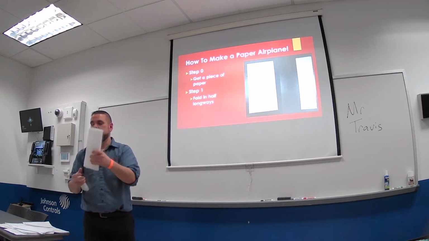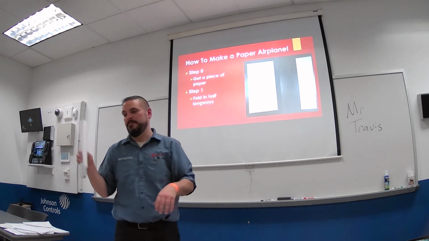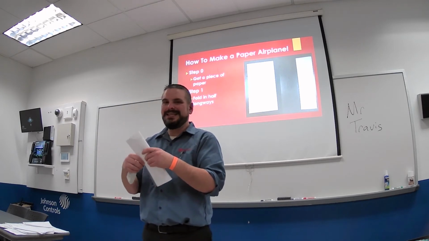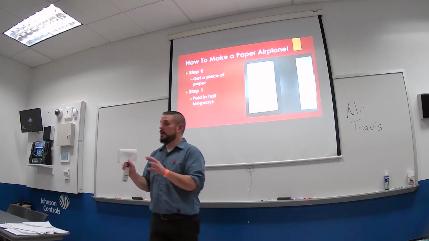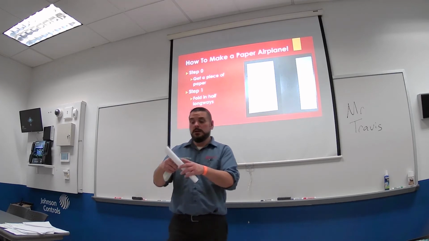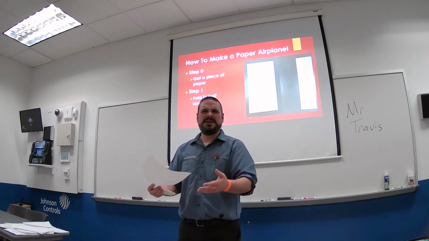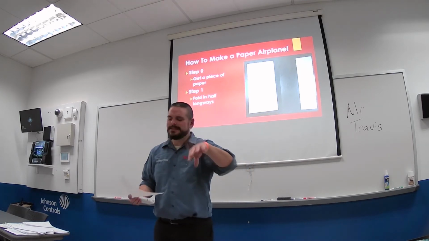But first thing we need to do, once we know that we have paper, is we're going to take it, we're going to fold it in half. Now we're going to fold it long ways. You want to fold it short ways? I mean, it says short ways. That's a weird thing to say. What is that? It doesn't matter. We'll get back to it.